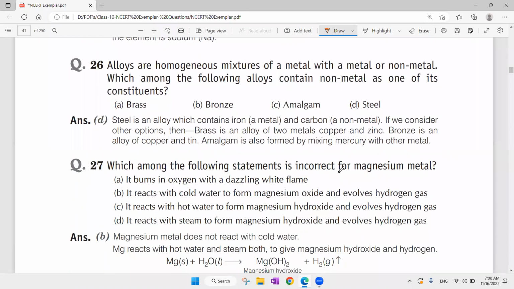Next, 26. Alloys are homogeneous mixtures of metals with a metal or non-metal. Among the following, which alloy contains a non-metal as one of its constituents? Steel, sir. Steel: iron, chromium, nickel, and carbon. Can you see amalgam here? Can you tell what is meant by amalgam? Amalgam is also an alloy, but there it will be a mixture of mercury with any other metal. Very good.